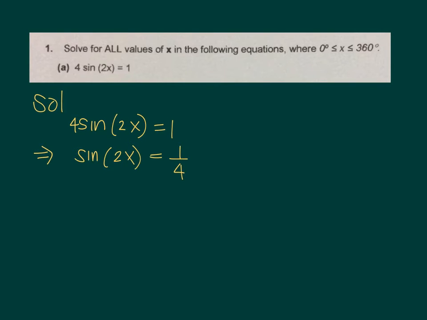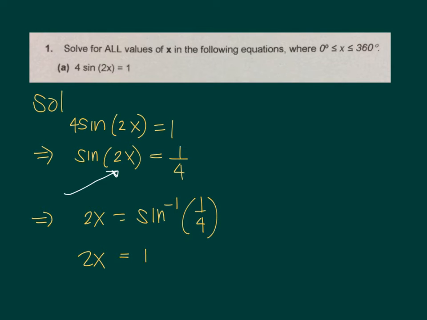Okay, by simply dividing both sides by 4. Now, to get the value of 2x, what we could do is we take the inverse sine of 1 over 4. So from here, you need to use your calculator to compute for the sine inverse of 1/4. And if I do that, I have 14.48.